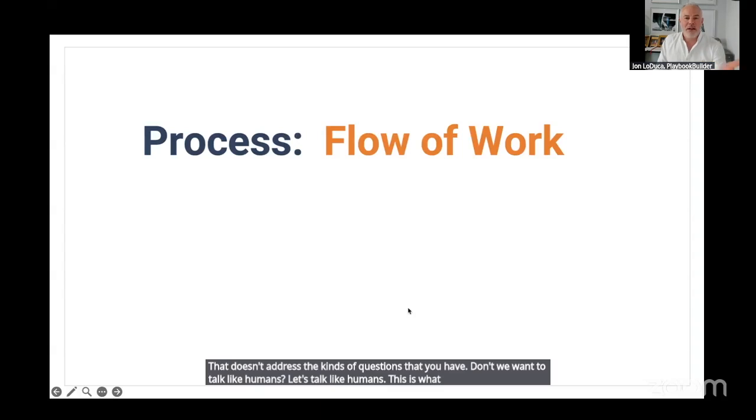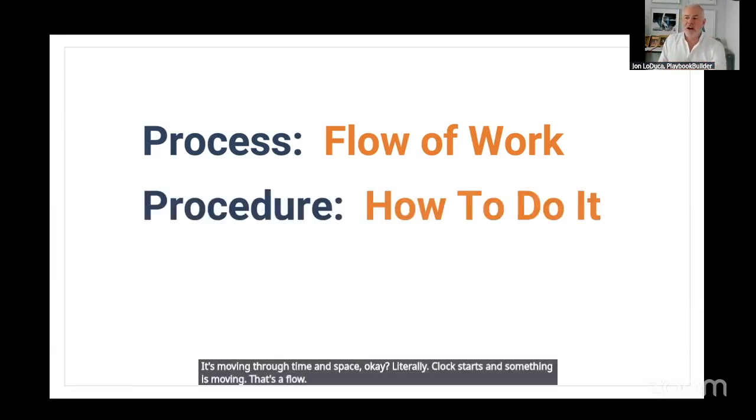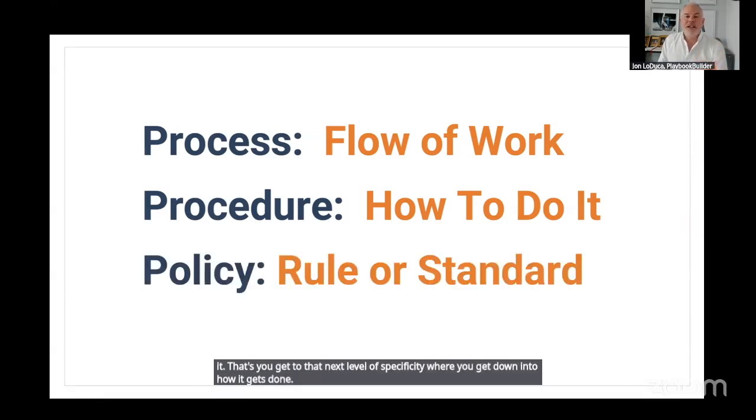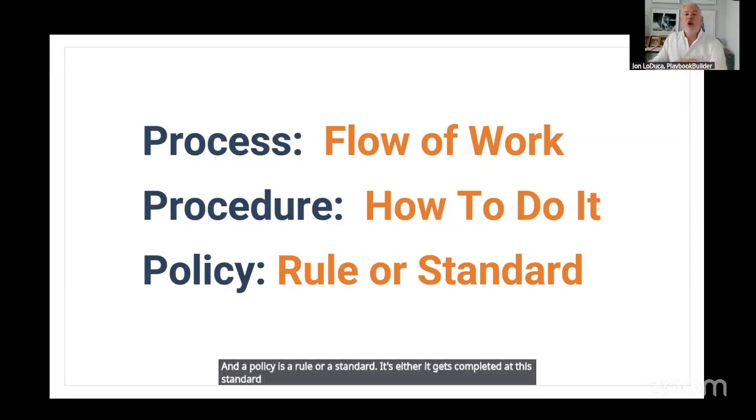This is what a process is. It's a flow of work. It's moving through time and space, okay? Literally, the clock starts and something is moving. That's a flow. That is a process, okay? The procedure is how to do it. That's where you get to that next level of specificity, down into how it gets done. And a policy is a rule or a standard. It either gets completed at this standard of quality or by this deadline. This is the control around the work product. Those three words are simple.